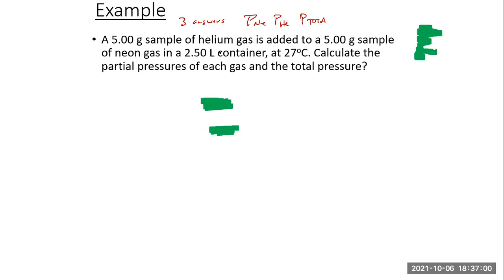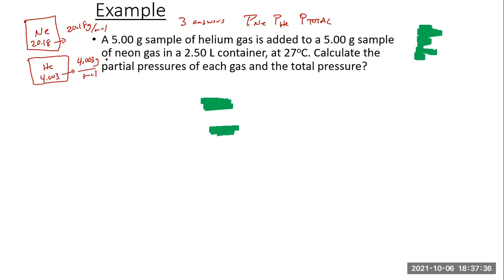Let me give you some information that might be helpful. If you go to the periodic table and you look up neon, underneath neon, you will see basically 20.18, which means the molar mass of neon is 20.18 grams per mole. And if you look at the periodic table for helium, you will see 4.003, which means the molar mass for helium is 4.003 grams per mole.